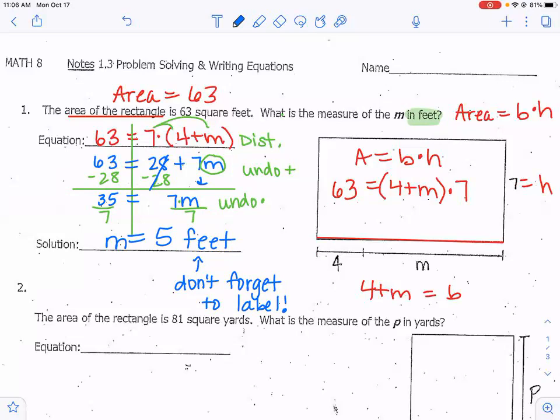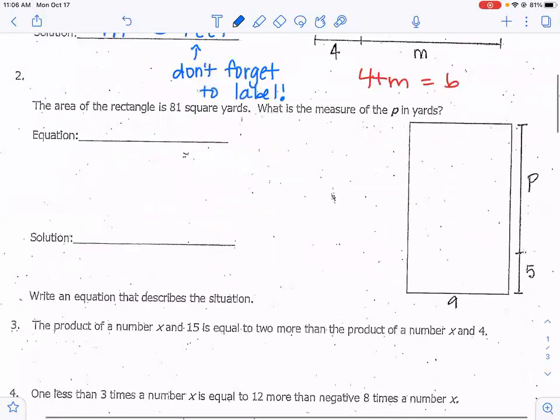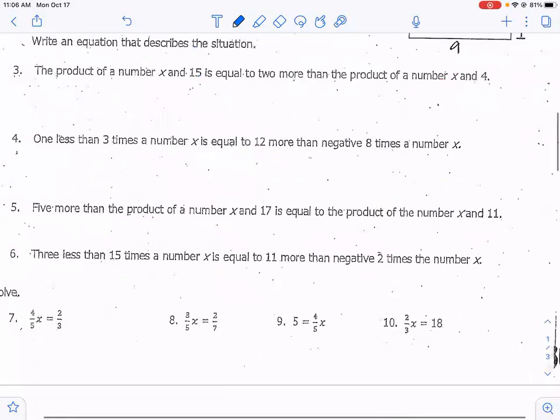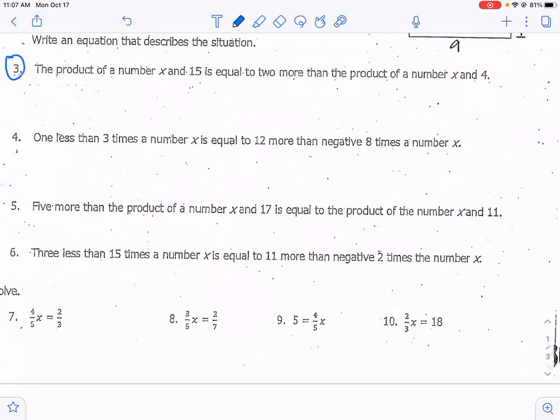All right, so when you do your homework, I want you to model number 2, just like we modeled number 1. But right now we're gonna skip number 2 and we're gonna look at number 3 together. Okay, we're gonna look at number 3 right now. I want you to go ahead and read through number 3 and underline any important information you think you need to.